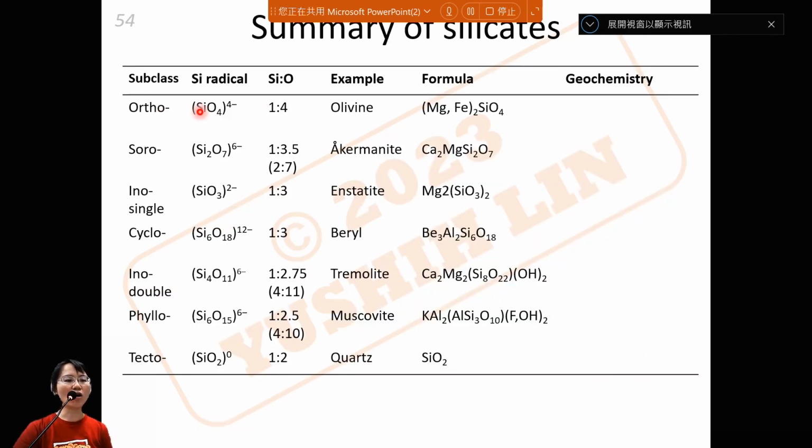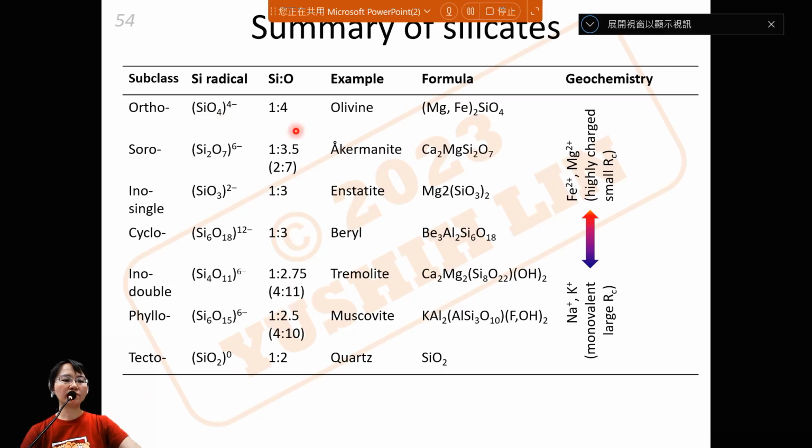Summary, from orthosilicate to tectosilicate, from olivine to quartz. From this kind of formula where we have a lot of external metal to this one where we don't have metal. And their level of polymerization is increasing in this direction. This affects their chemistry. If you are orthosilicate, you can put in iron, magnesium. These are highly charged but small size metals. In this direction, you can start to put in sodium, potassium. These are monovalent large cations.